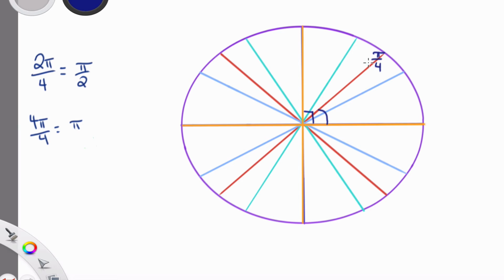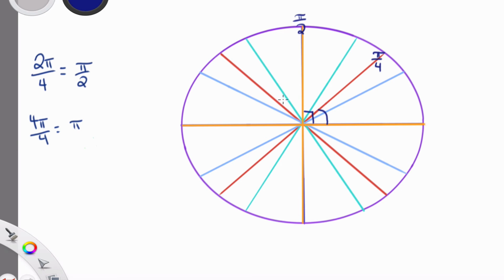The first one is pi over 4. The second one is 2 pi over 4. The next one will be 3 pi over 4, 4 pi over 4, 5 pi over 4, 6 pi over 4, 7 pi over 4, and 8 pi over 4. As I said, this one would be 2 pi over 4. I did a little scratch work over here, so you see that 2 pi over 4, when you reduce it, is the same as pi over 2. This one will be pi over 2.